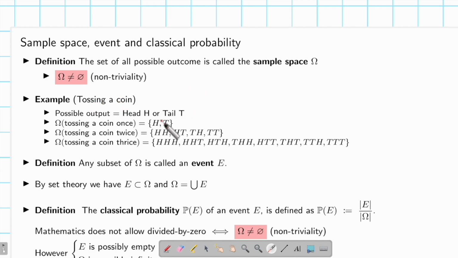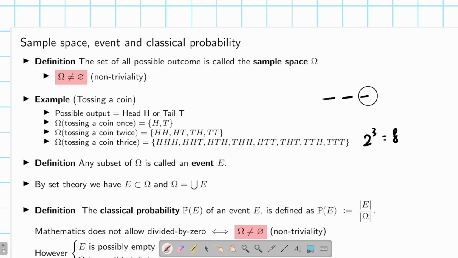So for example, you toss a coin. What are the possible outcomes? Head and tail. If I toss a coin once, the sample space is head or tail. But if I toss a coin twice, you can have head head, head tail, tail head, tail tail. And if I toss a coin thrice, 3 times, then you have all this. How many of them? 2 to the power 3, which is 8.